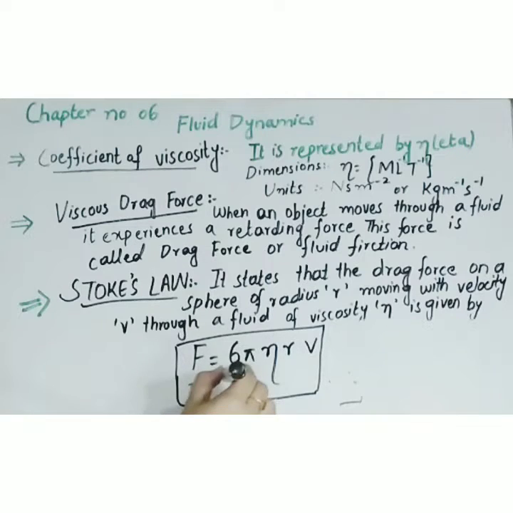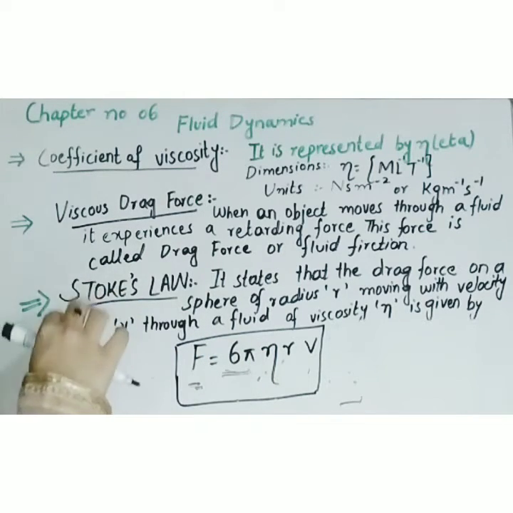There is one more important thing which you must learn: this law holds for small velocity v. For higher speed, the drag force is no longer simply proportional to the speed. It may be directly proportional to the square of the velocity for higher speed. So this law is satisfied only for small velocity. This is the main concept.